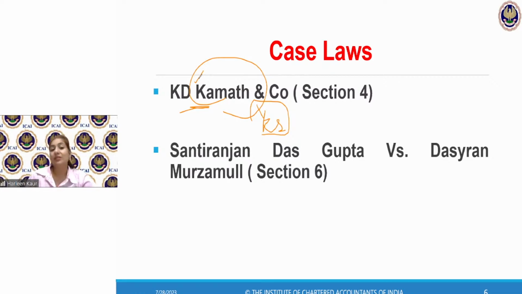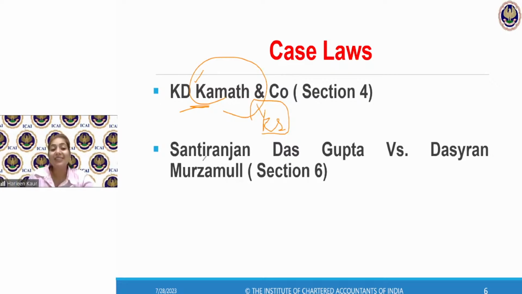And that is why it was held as a partnership firm. So we have all revised this one also. Now let me test Santi Ranjan Das Gupta. In this case, what happened? Section 6. What was concluded in Santi Ranjan Das Gupta? You have to answer.